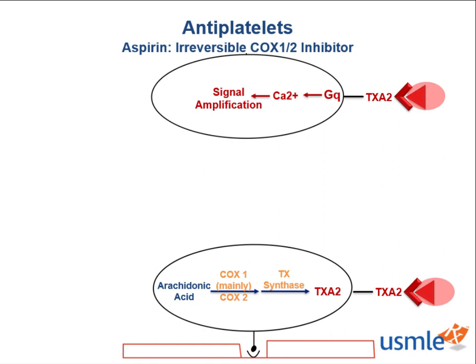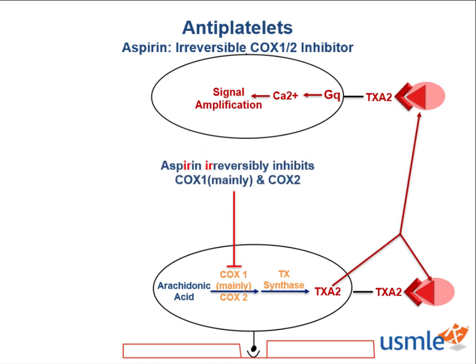Thromboxane A2 can then signal via autocrine or paracrine mechanisms to amplify the signals for platelet activation. And so, aspirin acts to irreversibly inhibit COX-1 and COX-2 inside platelets, thus decreasing thromboxane A2 synthesis and signaling. Note, aspirin mainly acts on COX-1, which is constitutively expressed, versus COX-2, which is expressed only in times of inflammation.